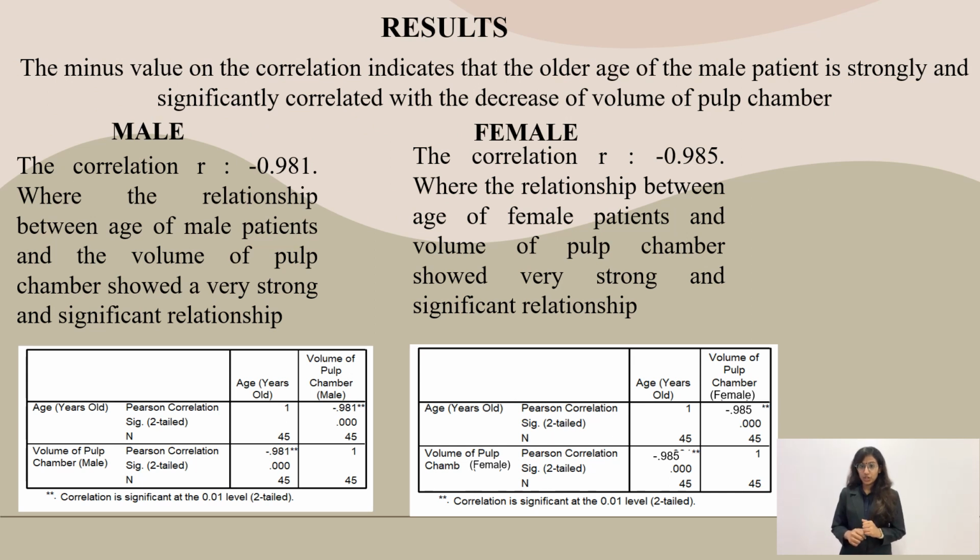The results of the research. The negative value of the correlation indicates that the older age of the male patient is strongly and significantly correlated with the decrease of volume of the pulp chamber. The correlation is negative 0.981, where the relationship between age of male patients and volume of pulp chamber showed a very strong and significant relationship. Meanwhile, for female, the correlation is negative 0.985, where the relationship between age of female patients and volume of pulp chamber showed a very strong and significant relationship too.